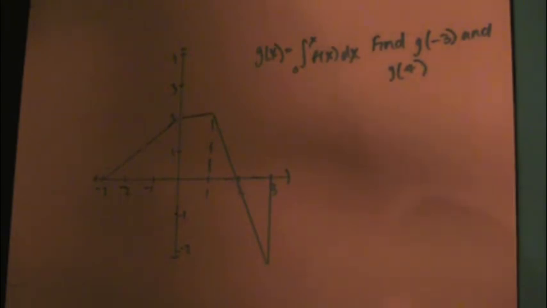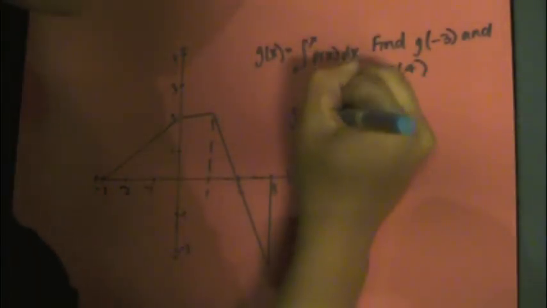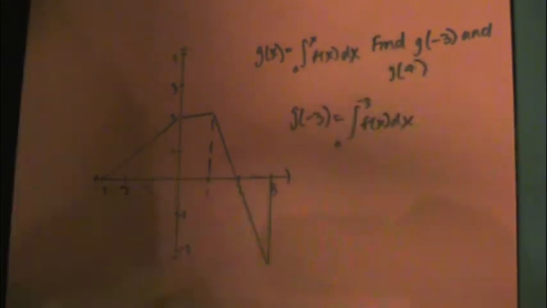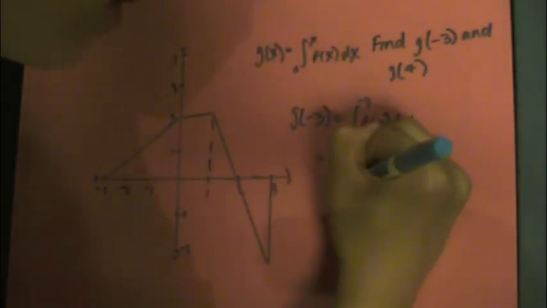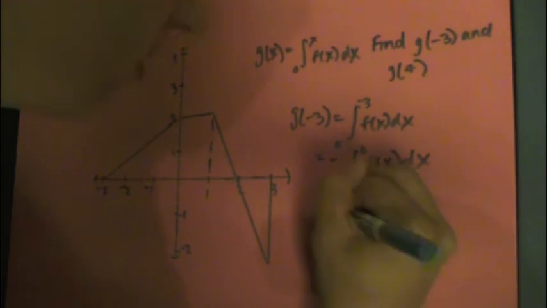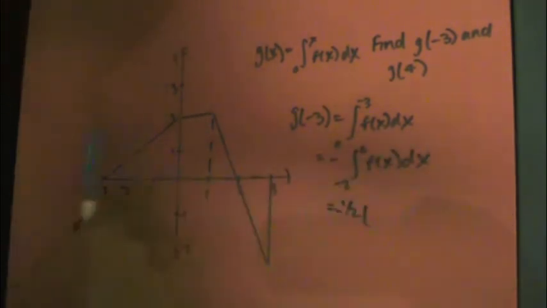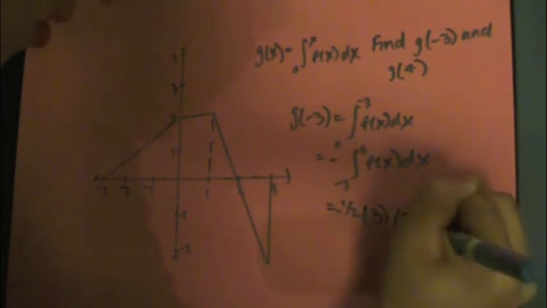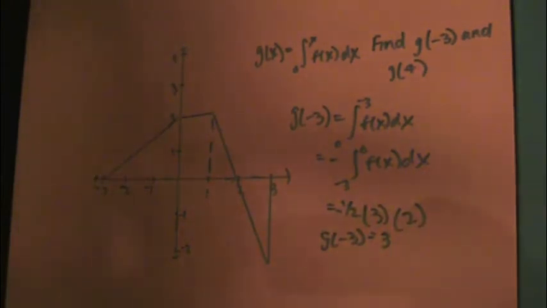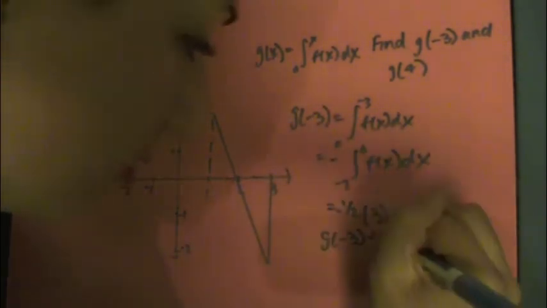So first to find g of -3, so g of -3 would equal the integral from 0 to -3 of f of x dx. But to find that, all you do is you flip the integral, so it equals negative integral from -3 to 0 of f of x dx. And then you just find the area of the triangle, and that's g of -3. So the area of the triangle is 1/2, or negative in the front, times base, which is 3, times height, which is 2. So that ends up being that g of -3 equals 3. Actually, it equals -3 because of the negative in front.